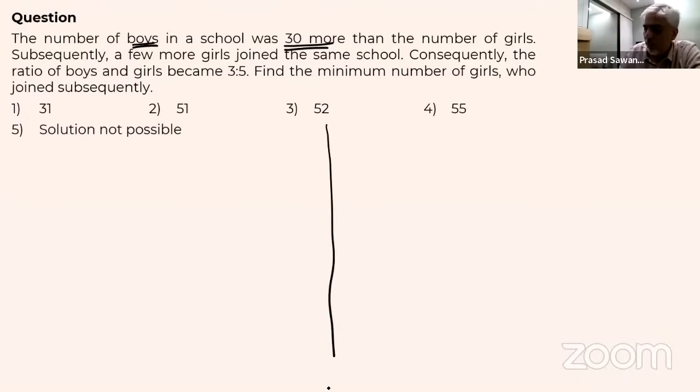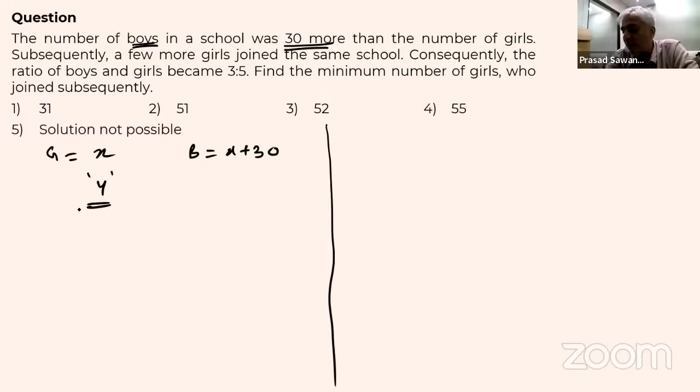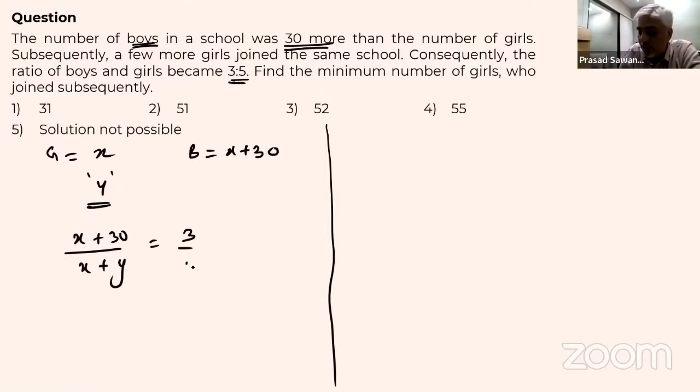So let's look at two approaches for this question. Number of boys was 30 more than girls. So let's start with, say, let the girls be x. So boys were x plus 30. Let's say y girls joined. So the new number of girls became x plus y. And we want to find y. Remember that in the question, I want to find y. So now boys to girls is 3:5. So boys remained x plus 30. Girls became x plus y. And this ratio is 3:5.